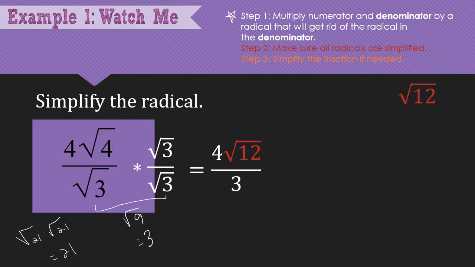Now, you can see here we've done that first step. We multiplied the top and the bottom by the radical that we need to get rid of. The next step here in red is to make sure that all radicals are simplified. So my radical is the square root of 12. So can I break that down? That's another way of thinking about it. So factors of 12 would be 3 and 4. You could use 2 and 6. 3 is a prime number, so it's just going to stay, but 4 can be broken down even further into 2 and 2.